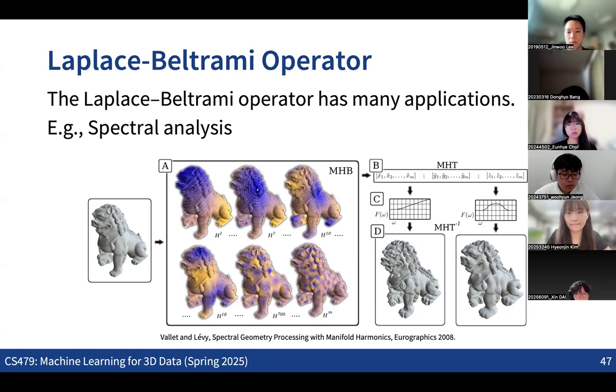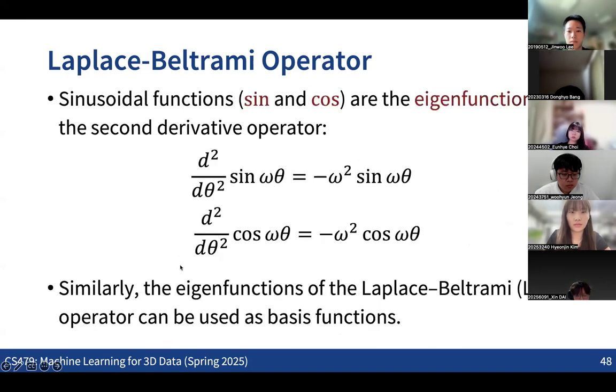What I'm talking about with spectral analysis here is that, as we do the Fourier transform for a signal defined in Euclidean space, we can do the same thing, the Fourier transform, for functions defined over the 3D shape. The basic idea is that the Fourier transform represents a function as a linear combination of basis functions, right? And what are the basis functions? The basis functions are the sine and the cosine.